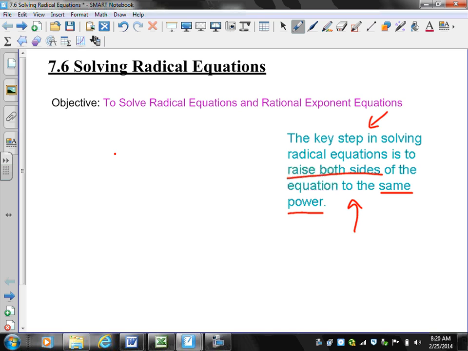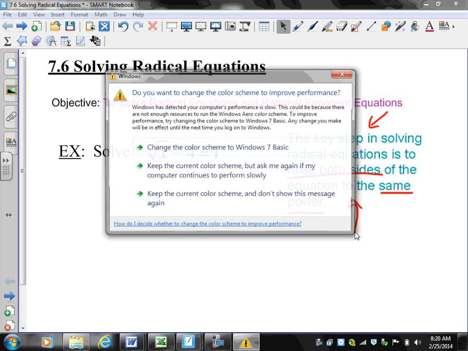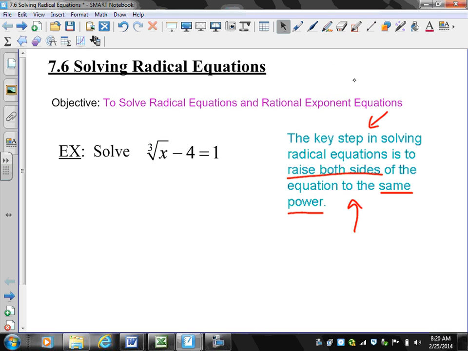Okay, so let's take a look at a nice little example here. We're going to solve this rational exponent equation. And I'm really just going to do the normal process that we think about unwrapping. I see that there's this -4 over here along with my variable. I want to get that on the other side. So I'm going to add 4 to both sides. And I'll have the cube root of x is equal to 5.